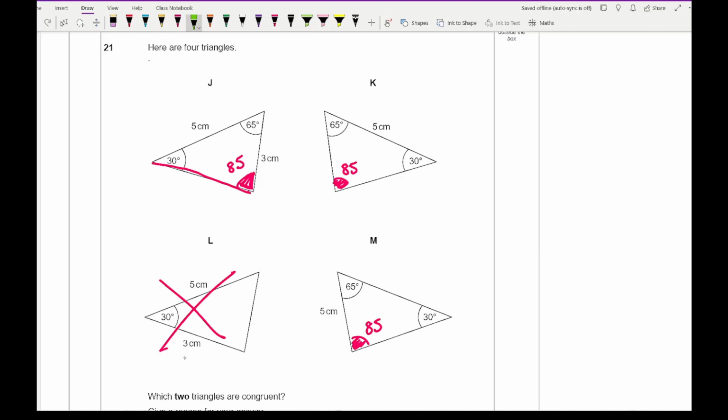So the next thing I need to look at is the angles and the side that's attached. So on M, 5 centimeters is on the side of 65, 85. On triangle J, 5 centimeters is on the angle of 30 and 65. And on triangle K, it is also on the side of 65 and 30. So the 2 congruent triangles are going to be J and K, and the reason for it is going to be the fact that 2 angles and a side are the same.